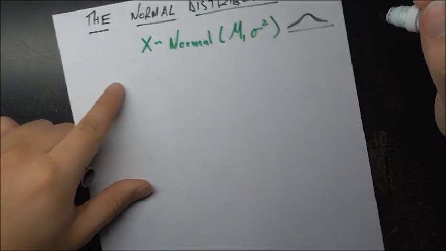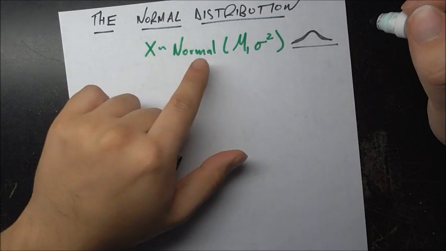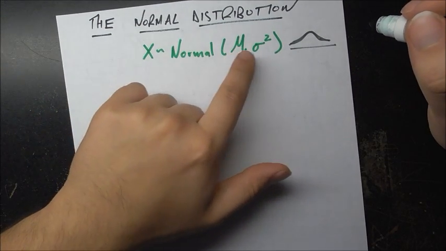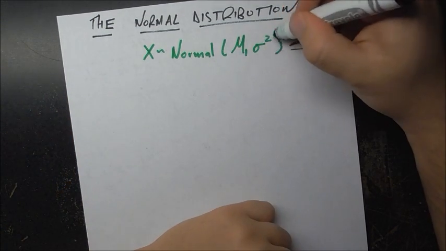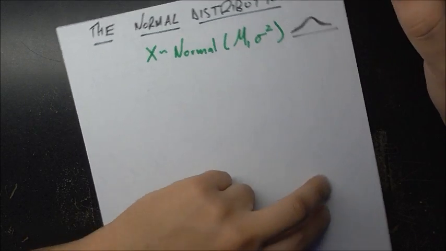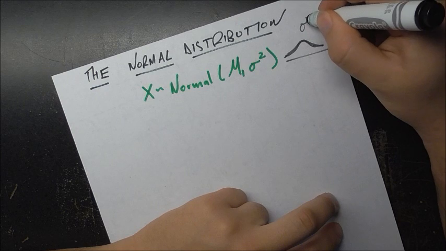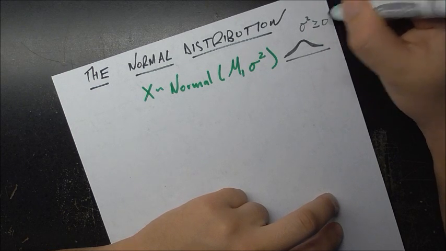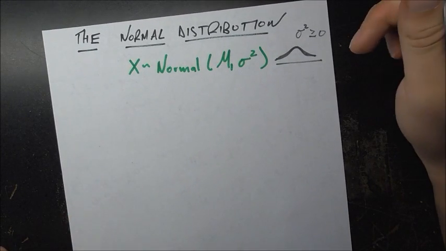But okay, so we say that a random variable x is distributed as normal with two parameters, mu and sigma squared. Since this is sigma squared, this has to be positive. Mu, on the other hand, can be any real number. So I'll make a quick note of that. Sigma squared must be greater than or equal to 0, and mu can be any real number.